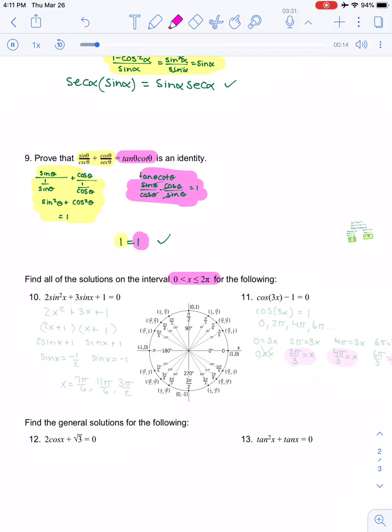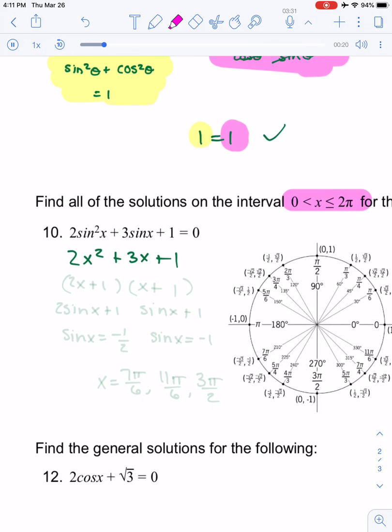Number 10, we can factor this just like the quadratic, 2x squared plus 3x plus 1. So I'm kind of just pretending like sine is an x. And then I get that our factors are 2x plus 1 and then x plus 1. Because I was pretending that x was sine of x, I'm going to trade that back in now.